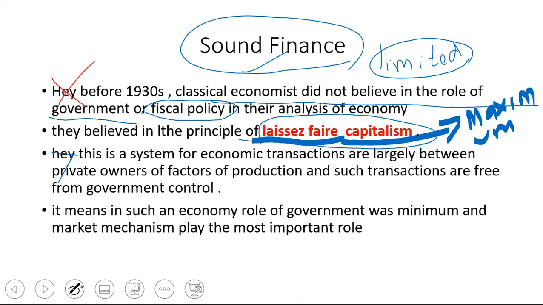So देखो simple. Before 1930, you are aware that the world was depending upon Say's law of market. Supply creates its own demand. So naturally, people का role was more important. Government का role was minimum. This is the concept of sound finance. ये बराबर नहीं पढ़ने पर naturally it will be difficult for you.